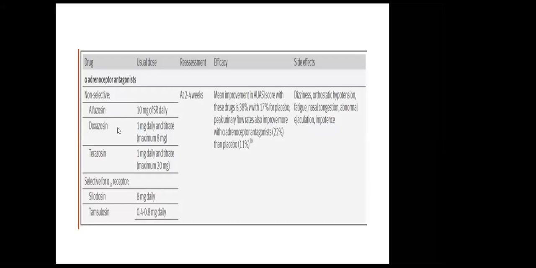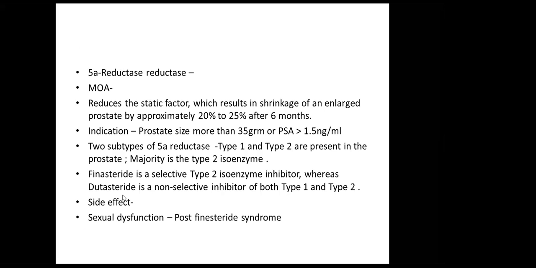So, alpha adrenergic drugs are of two generations. First generation are non-selective, which include alfuzosin, doxazosin, and terazosin. And selective alpha adrenergic receptor blockers include silodosin and tamsulosin. Out of all this group, tamsulosin is most commonly used. Next, it is the 5-alpha reductase inhibitors.